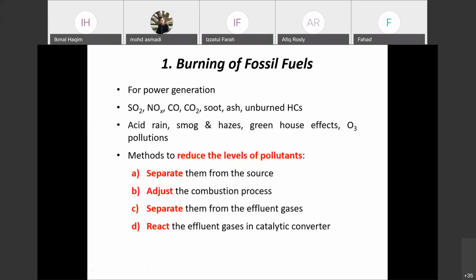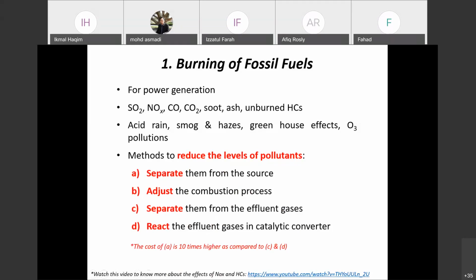Maybe another method to separate them from the effluent gases. Okay, react the effluent gas in the catalytic converter. Even our vehicles or transport already have the catalytic converter, right? To reduce the emission, especially for cars. Okay, thank you very much.